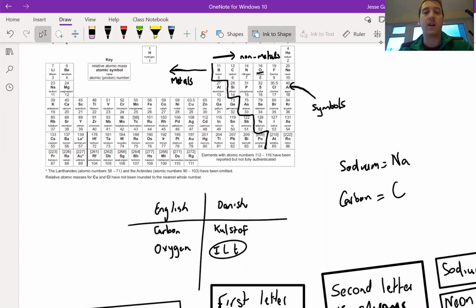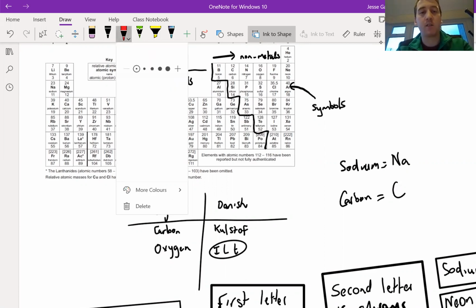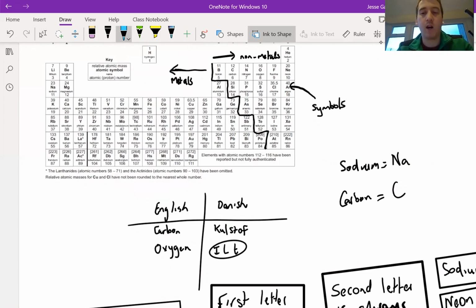We're going to take a little bit of a closer look now. We're going to take a look at one particular element. I'm just going to choose one here. I'm going to draw a box around oxygen. Now, how do I know where oxygen is? Well, I know oxygen has the symbol capital O. It's here. So I'm just going to draw a blue box around oxygen.